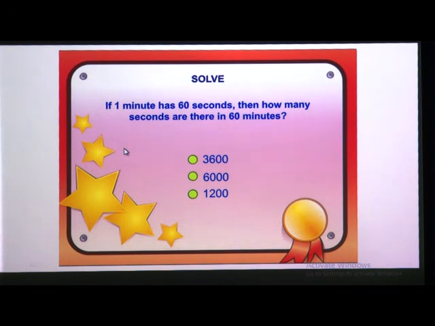First statement, 1 minute is equal to 60 seconds. Second statement will be, 60 minutes is equal to how many seconds? 60 minutes is equal to 60 multiplied by 60 seconds. So, whatever the product you get from the multiplication, one of the given options will be correct. So, please try to find this by multiplication. You will get one of the correct answers from the given options.